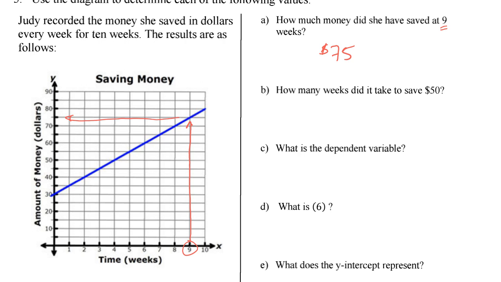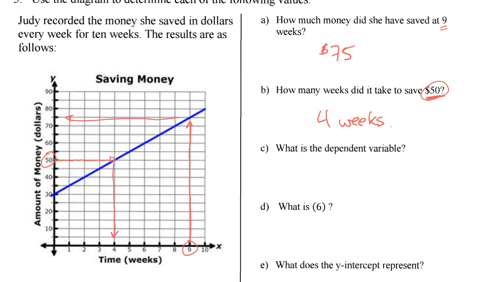Okay. How many weeks did it take to save $50? In this case right here, this is now a value along the vertical axis, so 50, that's right here. So now I'm going to work this in reverse. I go back to the graph here. I hit that point. Then what is that? That's 4 weeks.